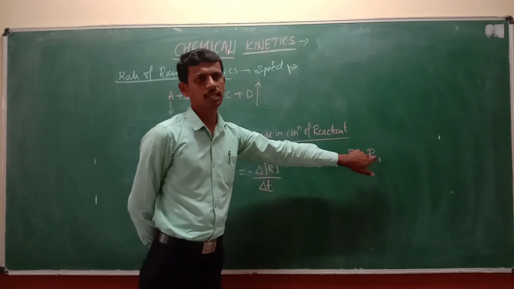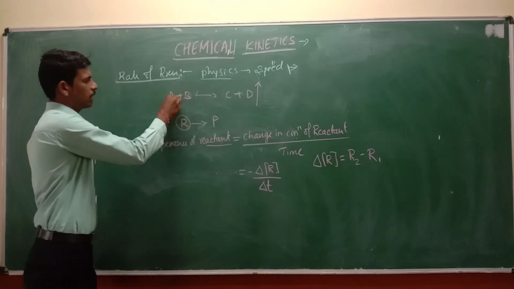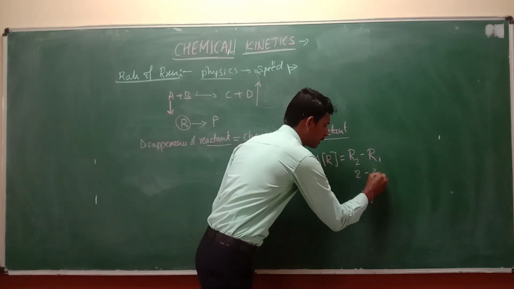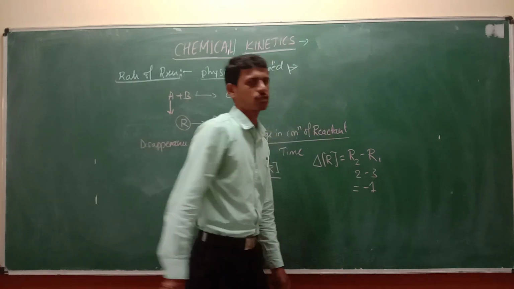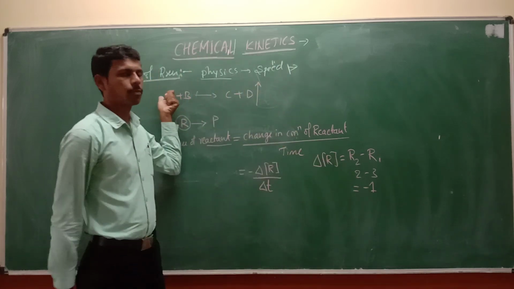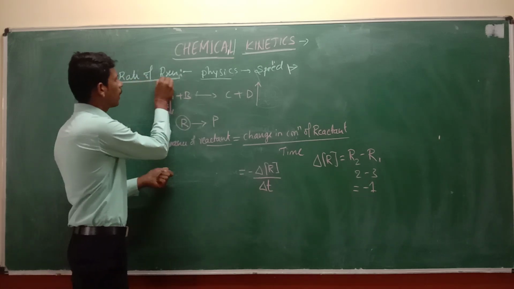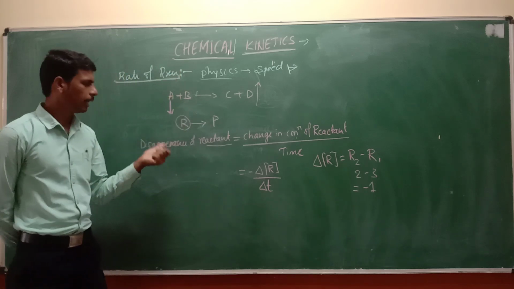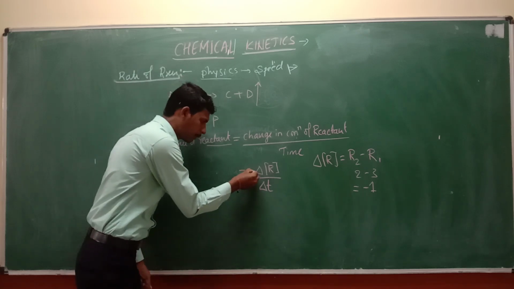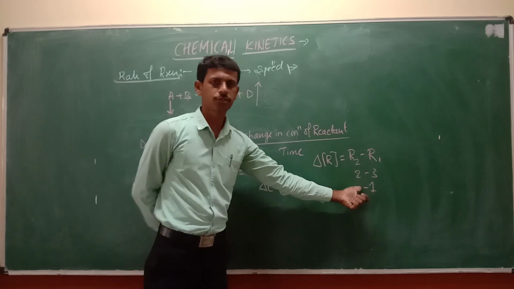Usually the initial concentration is high and the final concentration is low, because the concentration decreases. So if we do 2 minus 3, we get minus 1. Then the rate of reaction would be a negative quantity. To make it a positive quantity, when you are writing the rate of reaction in terms of reactant concentration, you have to always multiply by the negative sign. This negative and that negative become a positive quantity.